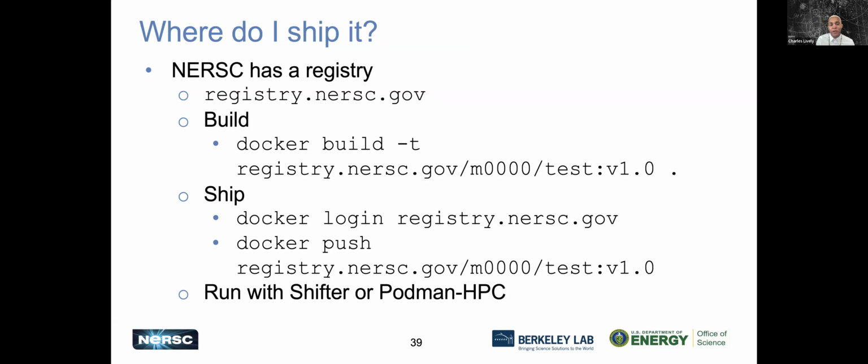And so you just do registry.nersc.gov. And then the command is just docker build -t, and then you have specific flags that you will put for the project, and again, the name and version and whatnot. Once it's built, you can ship it to Docker and have it be pushed appropriately. And then once it's shipped, you can run it on Shifter or Podman-HPC or Podman on Perlmutter as well.